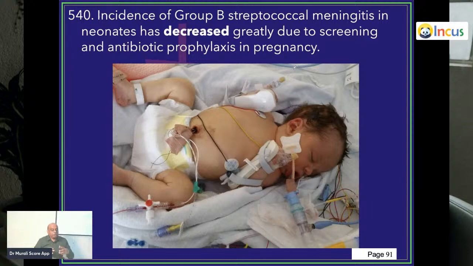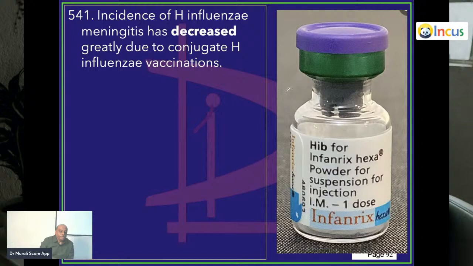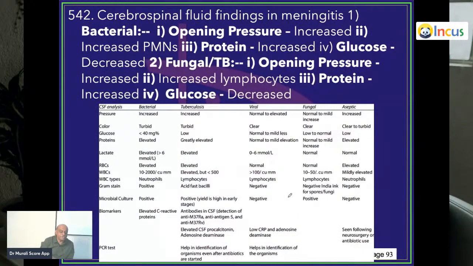Then, if you look at group B streptococcal meningitis, nowadays it has decreased. Why? Because anybody who has a PROM, premature rupture of membranes, immediately receives antibiotics against group B streptococcus. That's the reason the incidence has decreased. Then why has the incidence of H influenzae meningitis decreased? Because of the Hib vaccine, hepatitis vaccine, when a newborn is born. He will be thinking, how many vaccines came onto planet Earth? In my last life, so many were not there, right? Because of the Haemophilus influenzae vaccine, Haemophilus influenzae meningitis has come down.